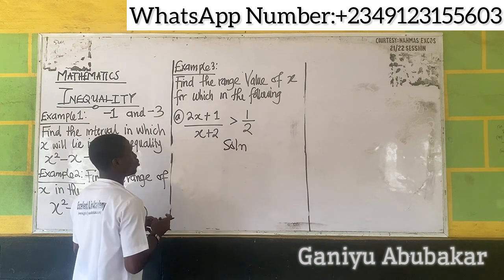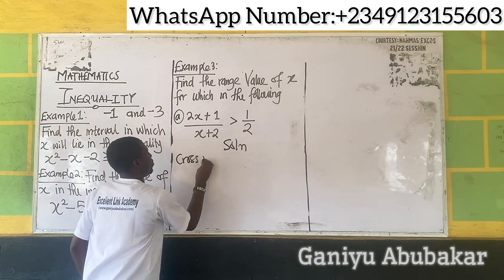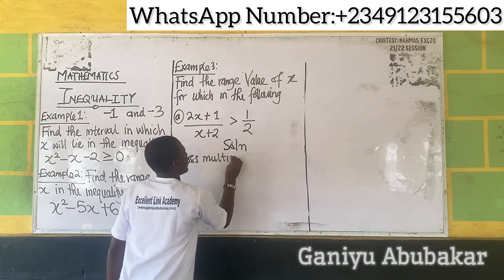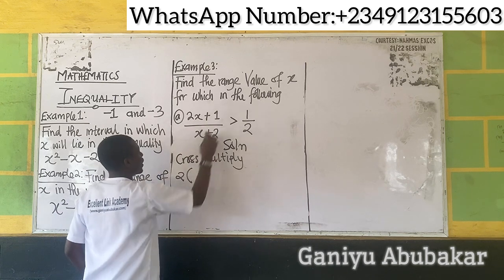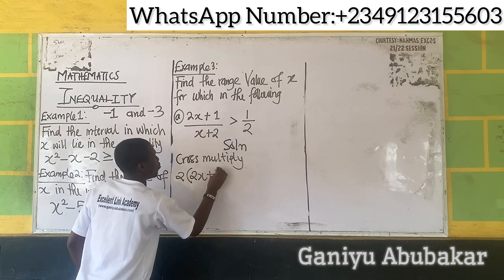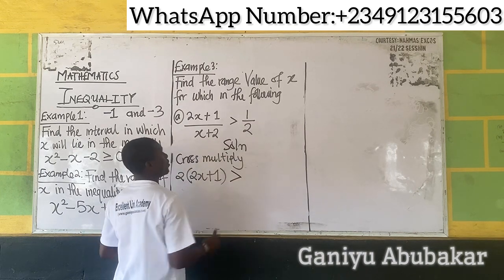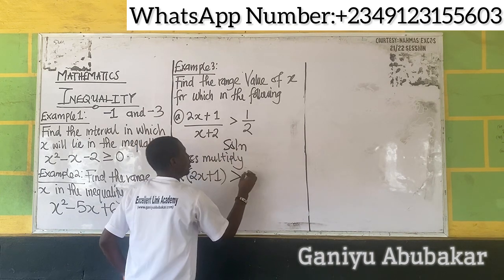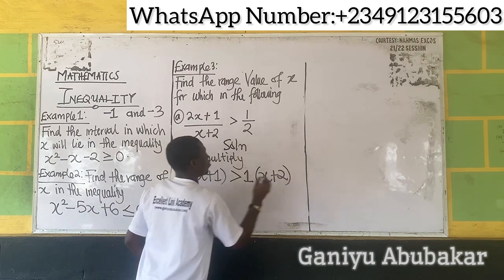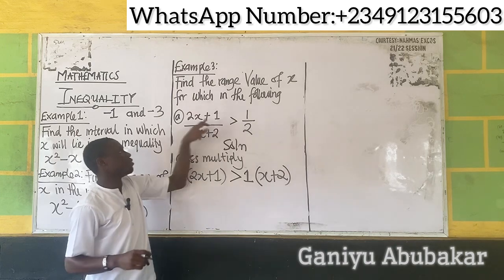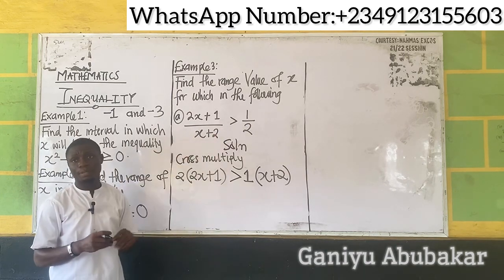My first task is to cross multiply. I'll have this 2 here. Multiplying everything here, that gives you 2x plus 1. This one here is greater than this value here, 1. Multiplying everything here, that's x plus 2. This times this gives you this. This times this gives you this. This symbol remains the same.